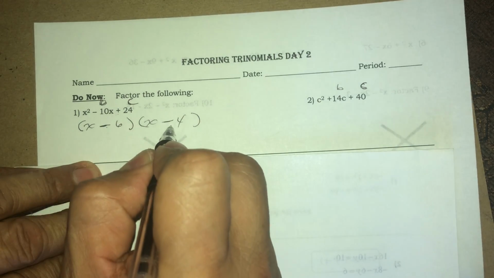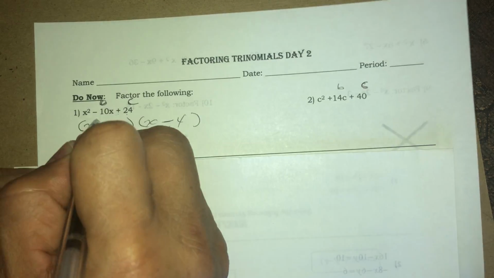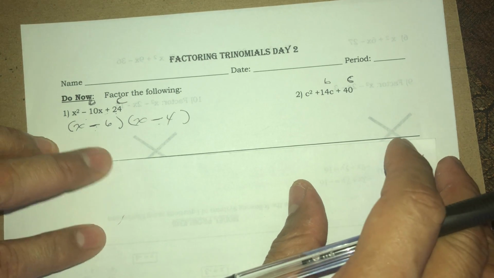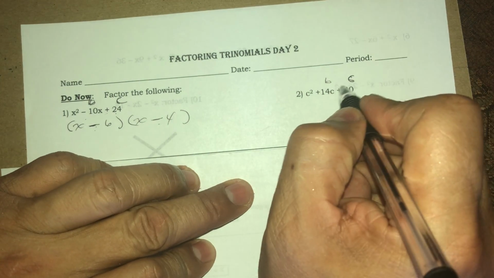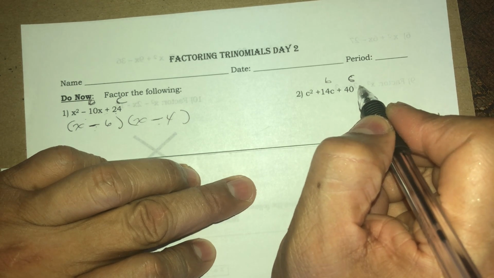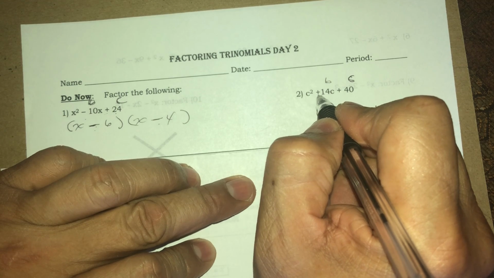Because negative 6 times negative 4 is positive 24. Negative 6 plus negative 4 is negative 10. Okay? Now, we have the other one, which is pretty much the same thing. The last one is positive. So both bubbles are going to have equal signs, and they're both going to be plus or positive because the value of b is positive.